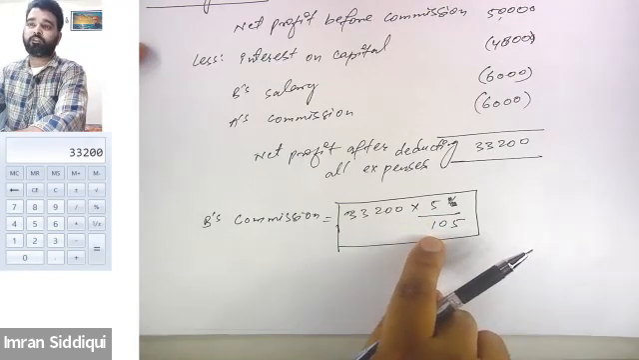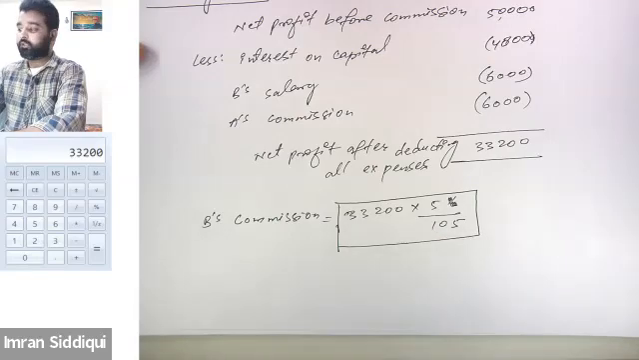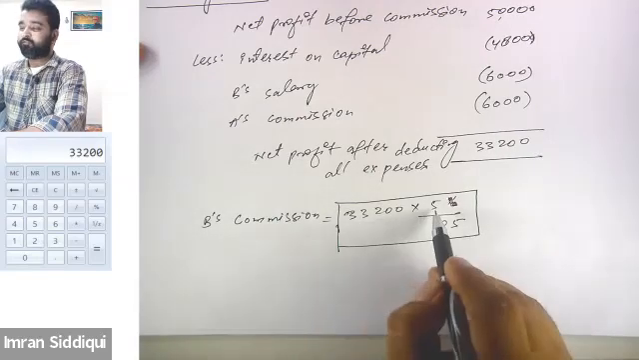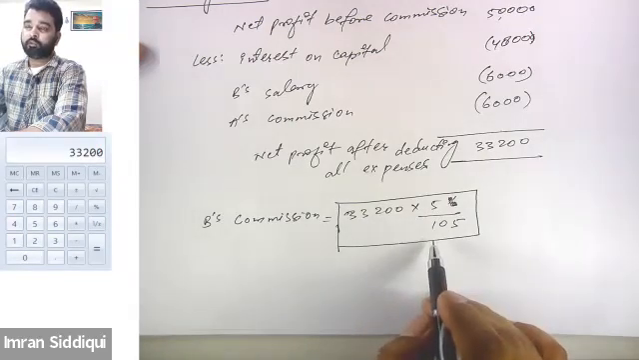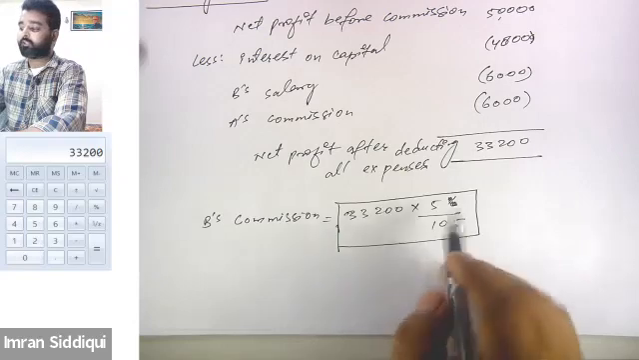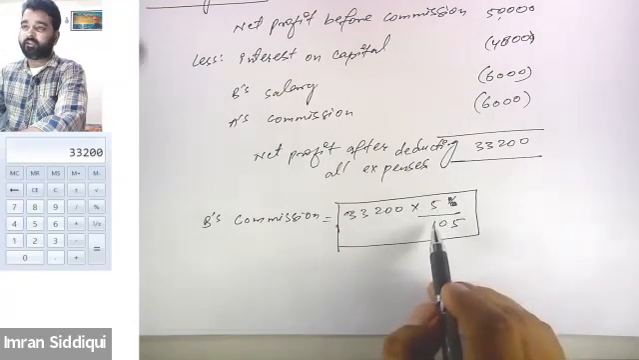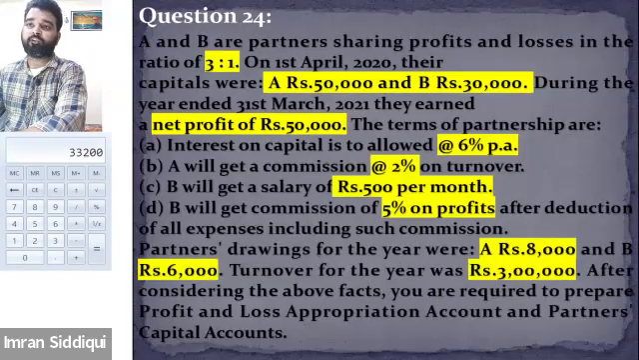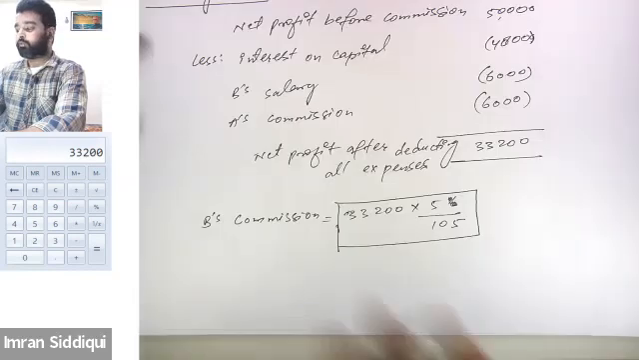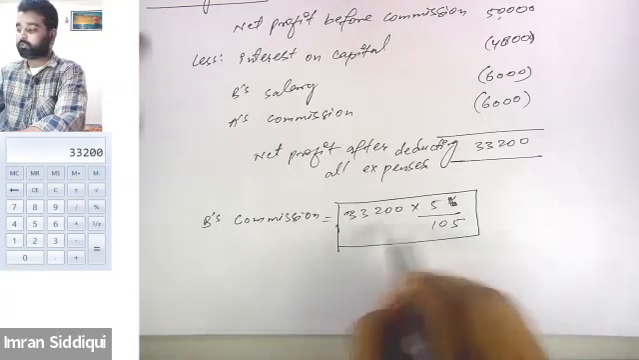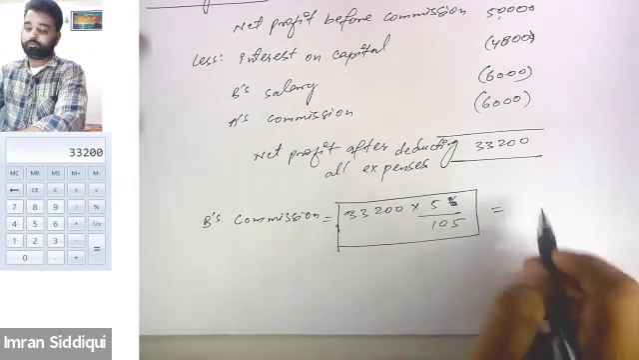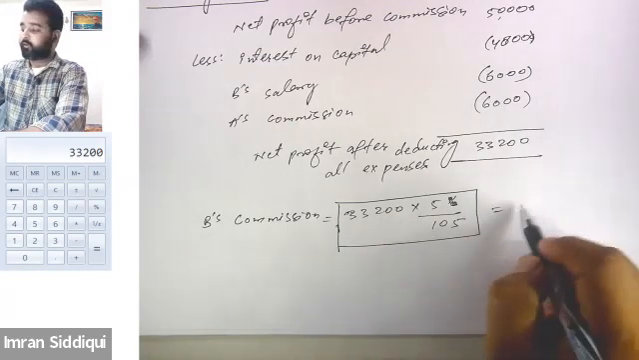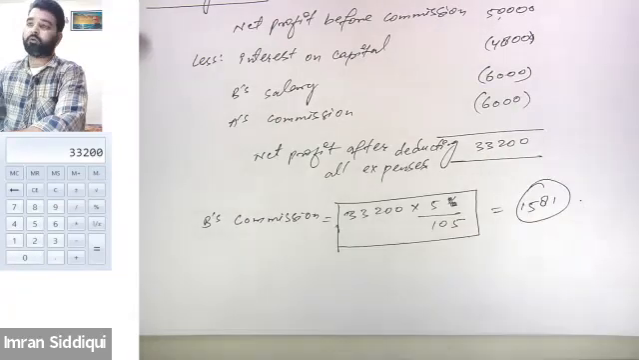If by chance the question says that you need to calculate commission at 4%, then in such a situation, we will multiply by 4 and divide by 104. If the question asks you to calculate commission at 7%, then we will multiply it by 7 and divide it by 107. Always remember, whenever commission needs to be calculated after deducting such commission also, only in that situation do we calculate commission in this manner. So 33,200 into 5 divided by 105. The amount of commission will be 1,581. This will be the amount of commission.